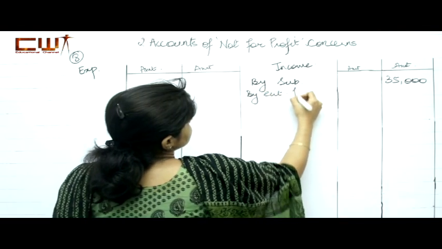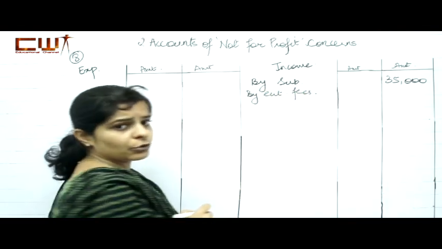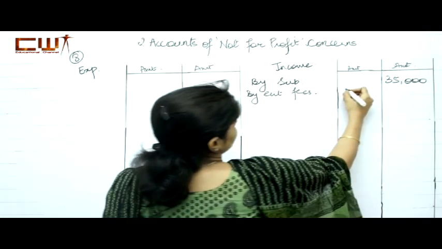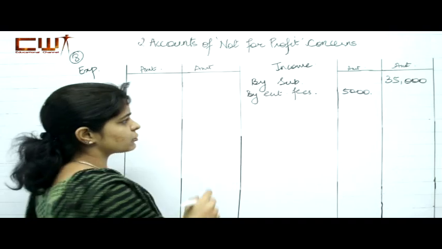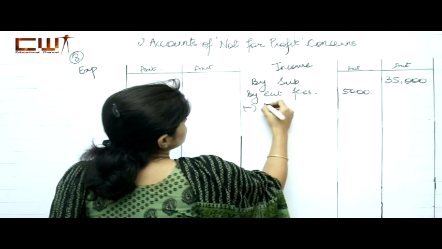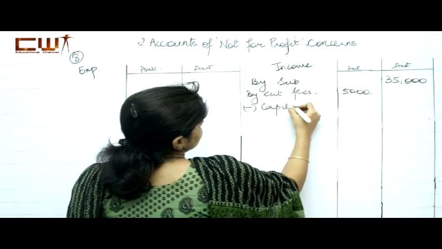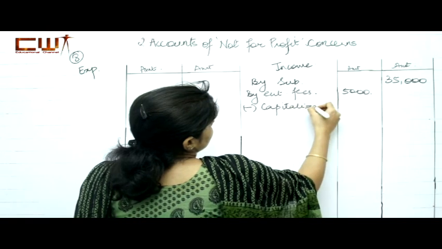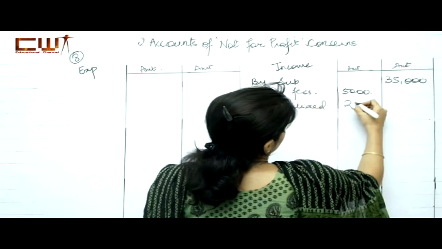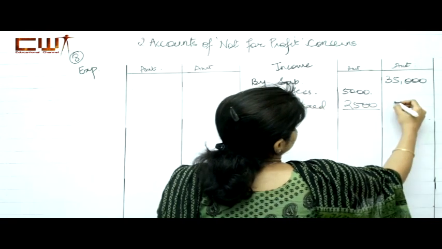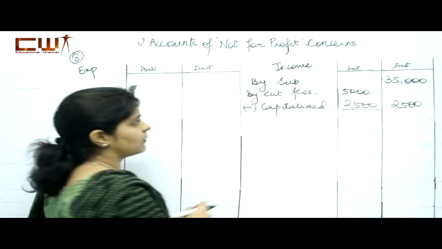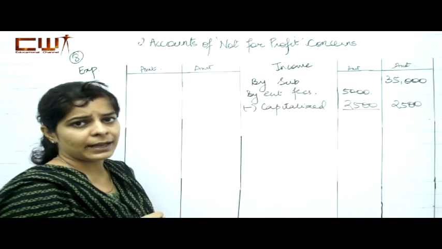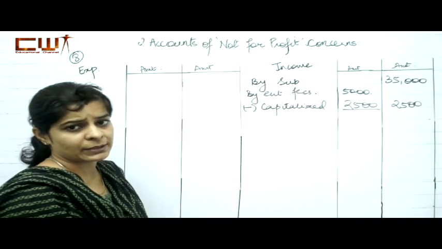Then the entrance fees, right? The entrance fees is given as 5,000. They've asked you to capitalize half of it, so you will be capitalizing 2,500, and the rest will come in the income and expenditure account, and this 2,500 will be transferred to your liabilities and assets, that is your balance sheet.